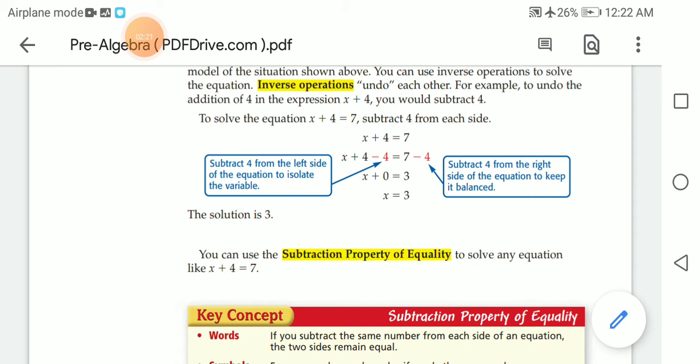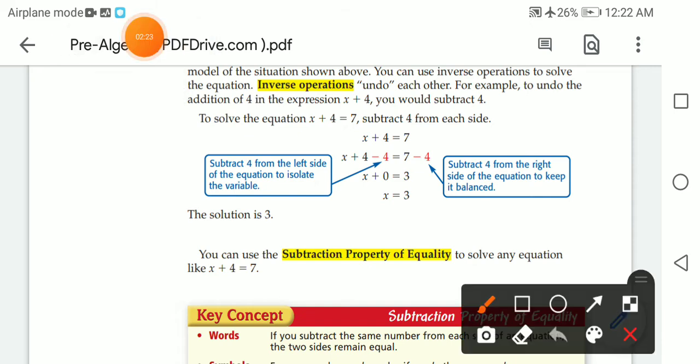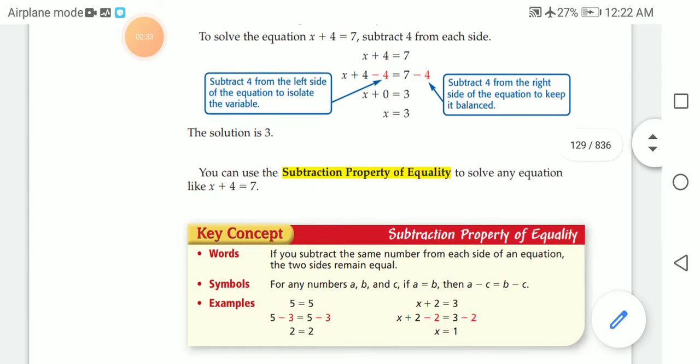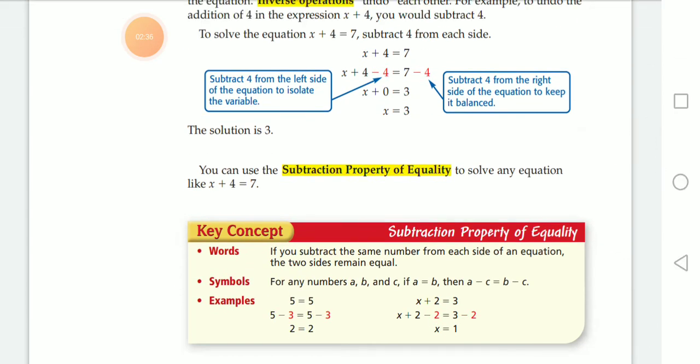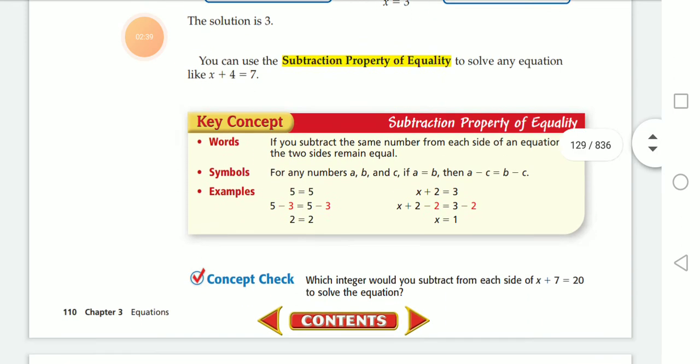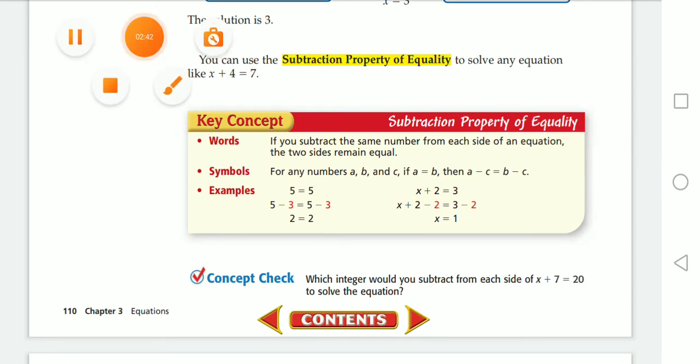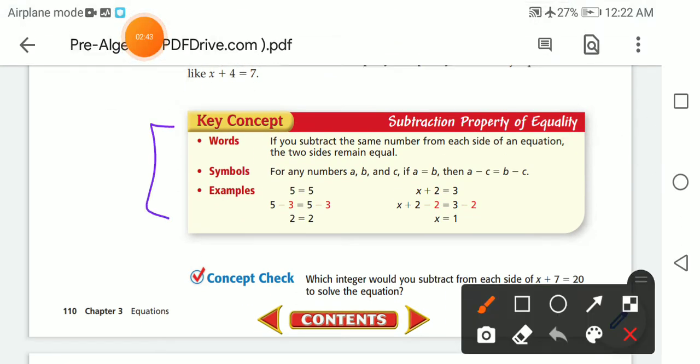So I subtracted 4 from the left side of the equation to isolate the variable, and subtracted 4 from the right side of the equation to keep it balanced. You can use the subtraction property of equality to solve any equation like x plus 4 equals 7. So we have here a key concept, as you see here. It's important to write it in your notebook.